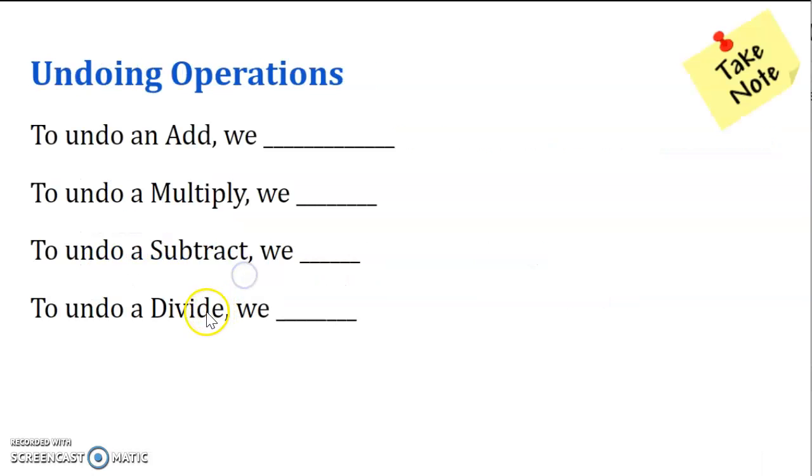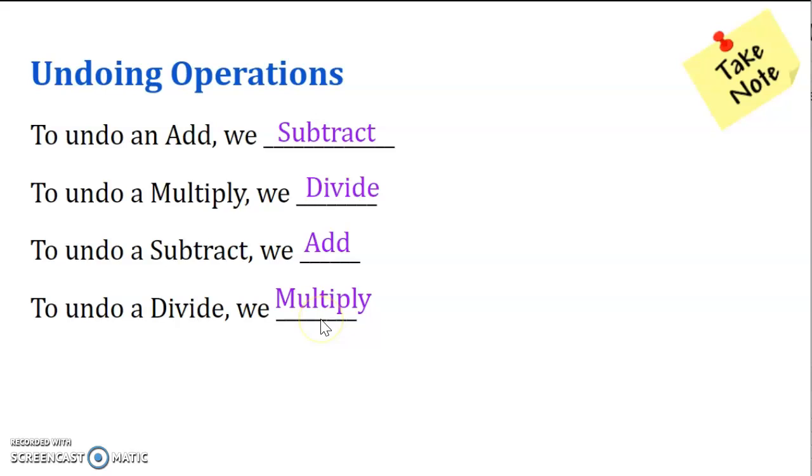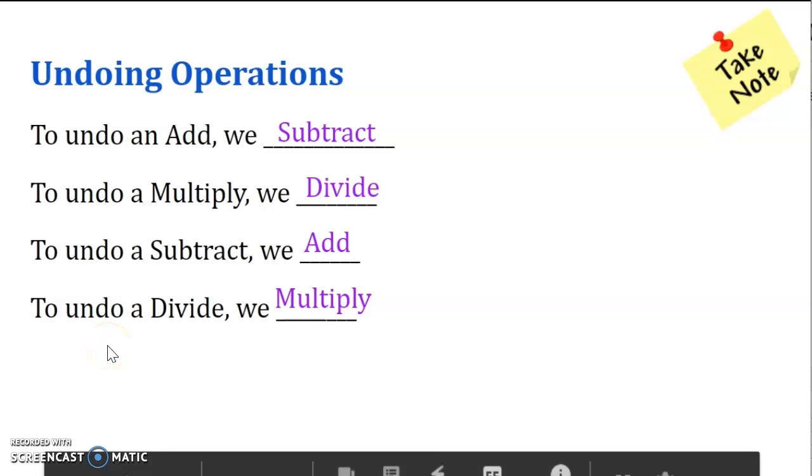Okay, so here we go. Let's take some notes. Undoing operations. To undo an add, we subtract. To undo a multiply, we divide. To undo a subtract, we add. And to undo a divide, we multiply. So division and multiplication are opposite, and subtraction and addition are opposite, and they undo each other.